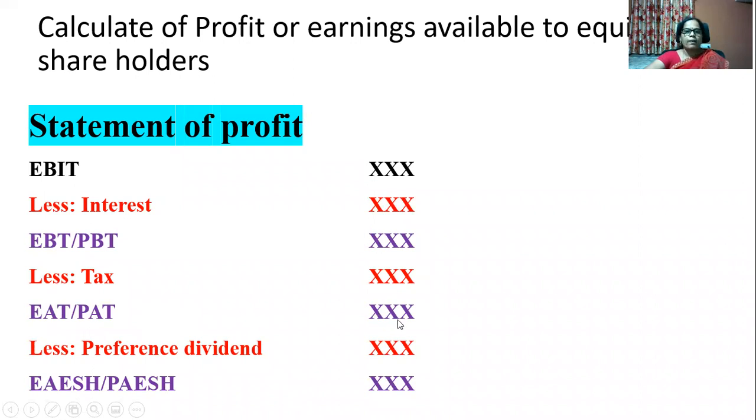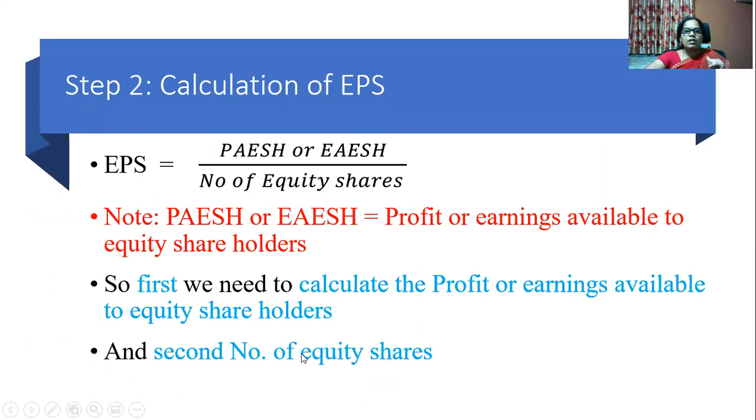If the problem has a reference to preference dividend or preference share capital: preference shareholders are eligible for payment of dividend before the equity shareholders. So we deduct the preference dividend here, because they have a preferential right over the payment of dividend as well as the capital. Once we deduct the preference dividend, the remaining balance is the amount available to the equity shareholders. So we have seen how to calculate PAESH, that is, profit or earnings available to equity shareholders.